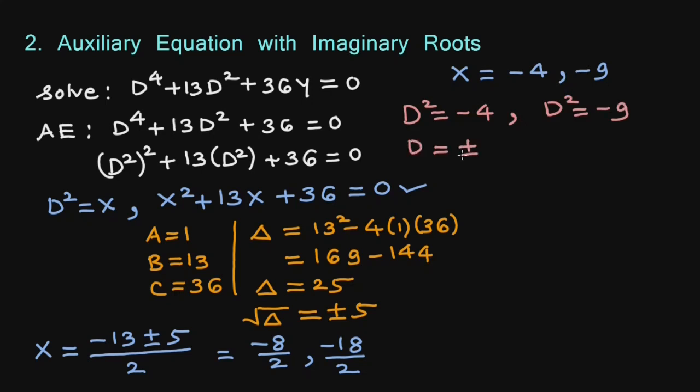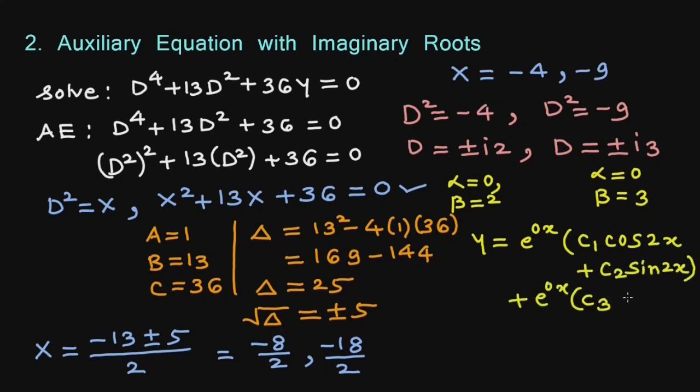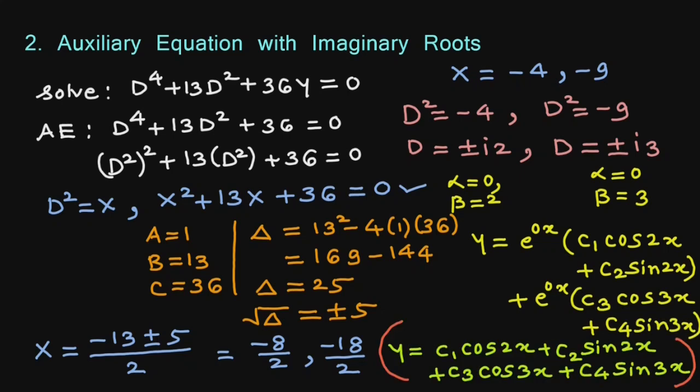D is plus minus 2i, D is plus minus 3i. For this D, alpha is 0, beta is 2. For this D, alpha is 0, beta is 3. So the solution will be y equals e raised to 0x into c1 cos 2x plus c2 sin 2x, plus e raised to 0x, c3 cos 3x plus c4 sin 3x. Finally, the solution y will be this.